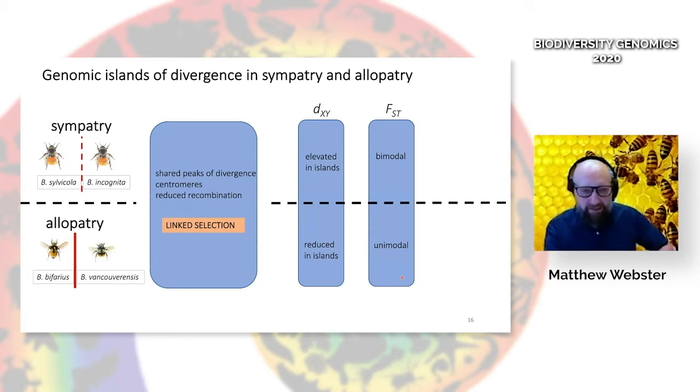And this elevated DXY is a particularly robust signal of the presence of differential gene flow in the presence of barriers to gene flow. So this indicates that differential gene flow has been important in the evolution of the sympatric comparison, indicating that these islands of speciation have been reinforced.